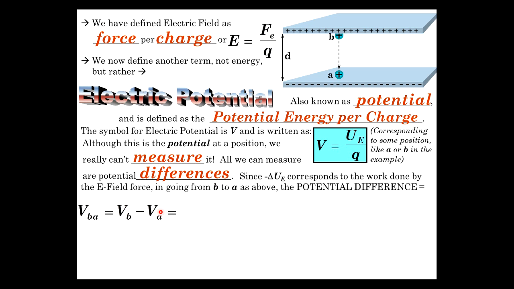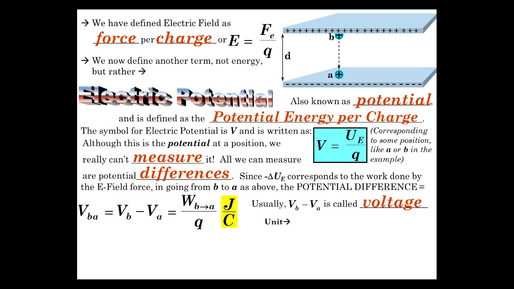So that's coming up again here. And that's the work done by the electric field in moving the charge from B to A divided by the charge. So this is the equivalent of the electric potential energy. And it's joules per coulomb because that's the units. So VB minus VA is typically called voltage, and the unit is joules per coulomb, which is also volt, the symbol V. So there you have it.